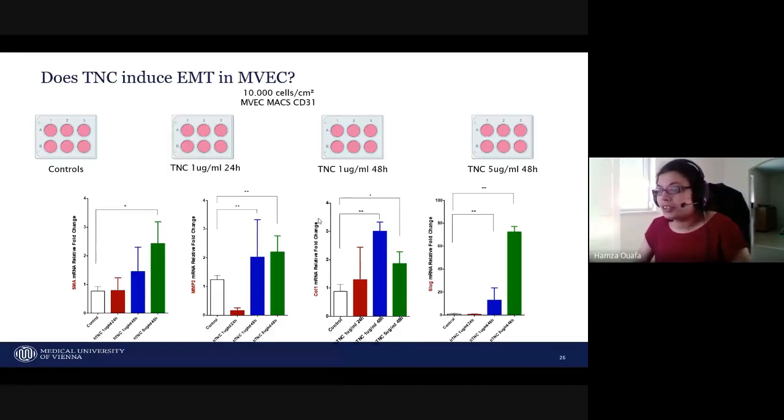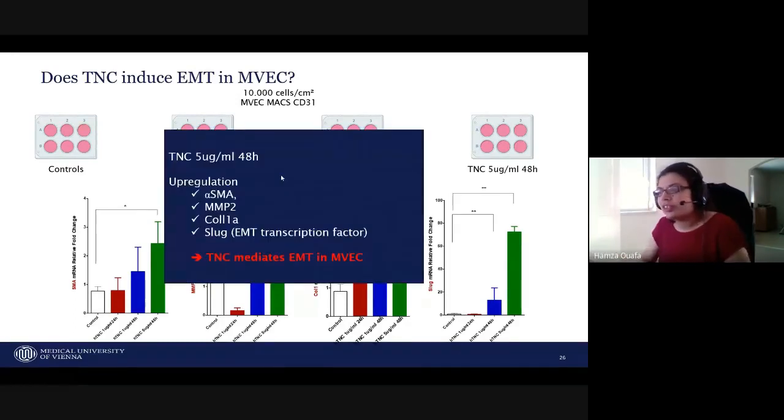So we tried different concentrations of Tenascin-C with different time points, 1 microgram, 1 day, 2 days, and then 5 micrograms, to see if Tenascin-C in vitro could induce EMT. And in order to do that, we looked into gene expressions using real-time qPCR. And we saw that there was a significant upregulation of alpha-SMA, MMP2, collagen 1A, and SLUG. SLUG is just an EMT transcription factor. So all of these genes are contributing to the EMT.